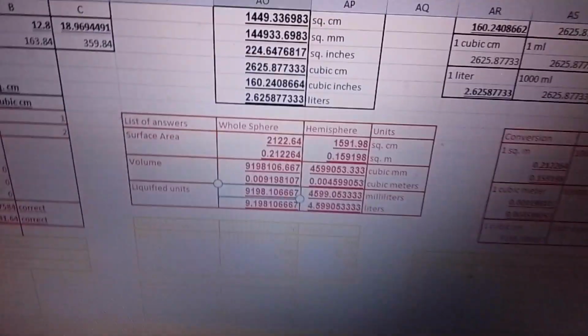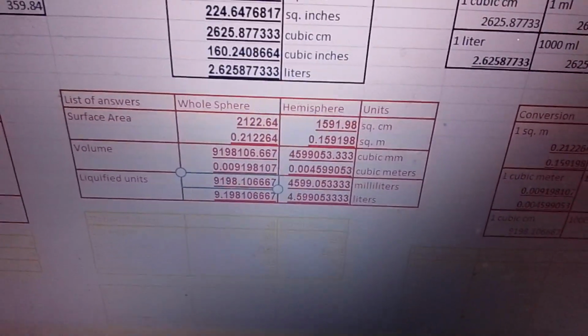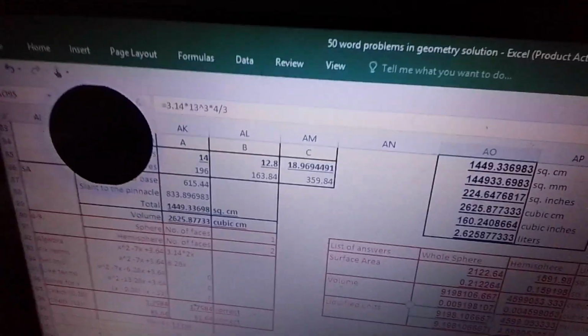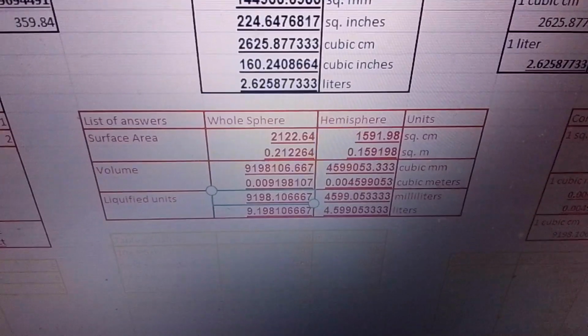Because in milliliters, you're supposed to get 9,198, due to the formula: pi times the radius cubed times 4/3. So, that's what I did, and that's why we come up with this answer.